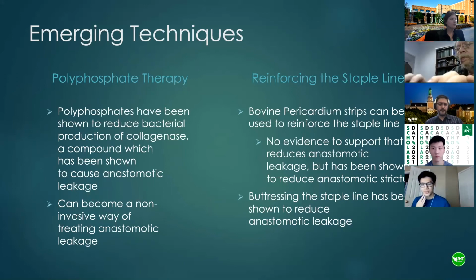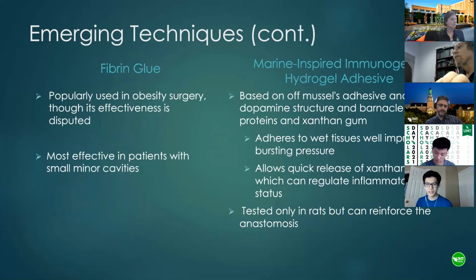And surgeons have started to reinforce the staple line with bovine pericardium strips to decrease the risk of anastomotic leakage, but there's no evidence to support that it actually does. It has been shown to help with anastomotic vascularity. And fibrin glue is popularly used in obesity surgery, but its effectiveness is disputed, but it's most effective in patients with small cavities.